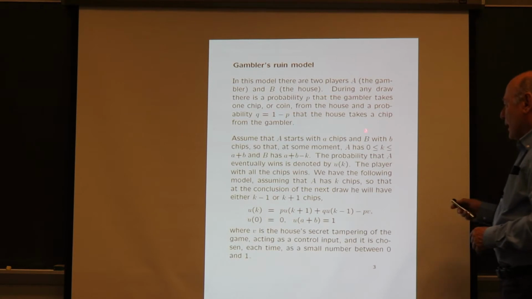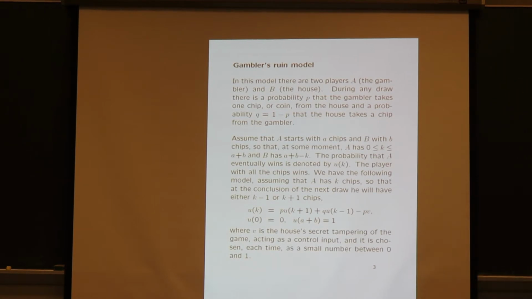So for any K between 0 and A plus B, the probability that A eventually wins is denoted by U, and the probability that the house wins will be 1 minus U. When one of the players has all the chips, the game stops. So we have the following model.